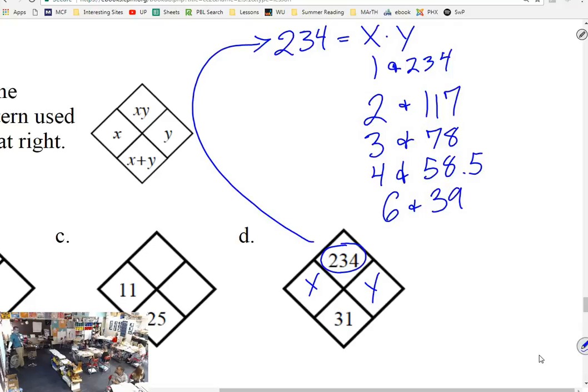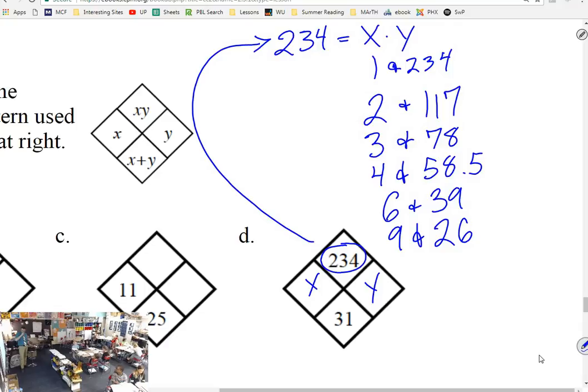Am I getting closer to the addition that I want? Yeah, right now I'm at 45. I'm close. Still not there. Let's try 7. Ooh, ugly. 33.428. Gross. And it goes on. Ooh, 8. It's 29.25. Try 9 as a factor. Ooh, 9 and 26. Does that work?